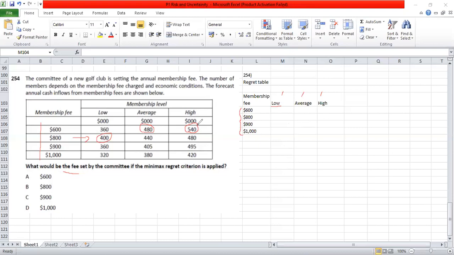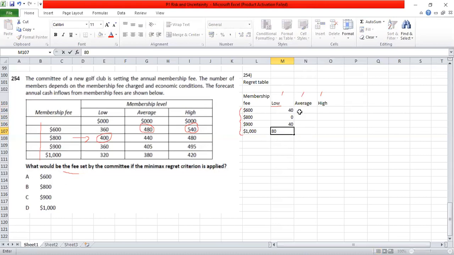But if they select any other option, they will have some regret. So that regret has to be mentioned first here. Okay, so here the regret will be 0 when they select 800. So here it is 0. But anything other than that, they will have a regret. Here the regret is 40. Then the regret again here is 40. Then the regret is 80.